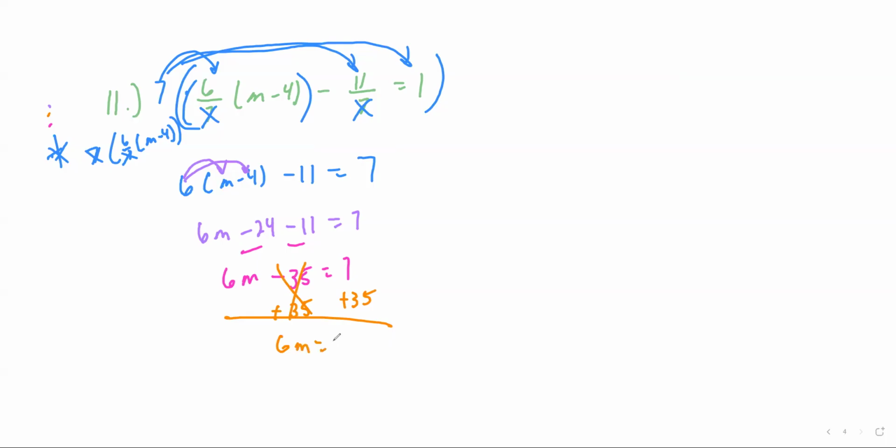So 7 plus 35 gives me 42. And then now I'll divide by 6. So then 6 goes into 42 7 times. And there you go. All right, let's look at another one. Let's look at 15.